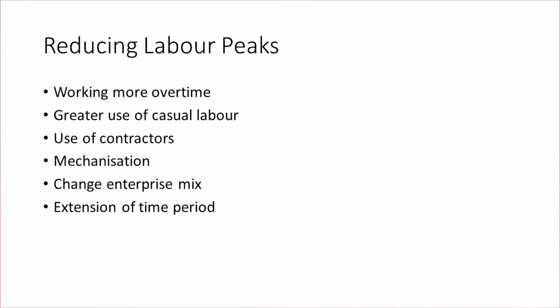In your business plan, you may be thinking about investigating alternatives for your labour requirements. For example, reducing labour peaks. Options include getting staff to work more overtime, a greater use of casual labour, the use of contractors, mechanisation to reduce the labour requirement, changing the cropping enterprise mix, extending time periods with, for example, the use of early or late varieties, rethinking the employment of regular labour.